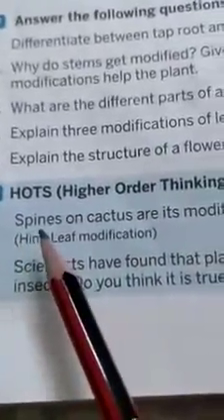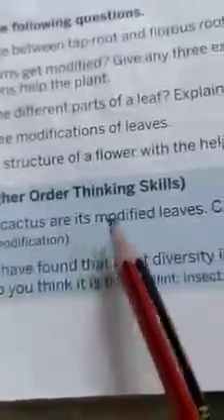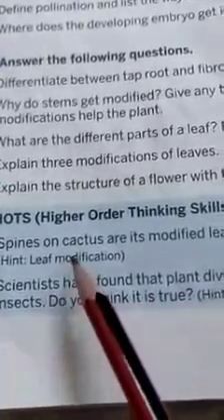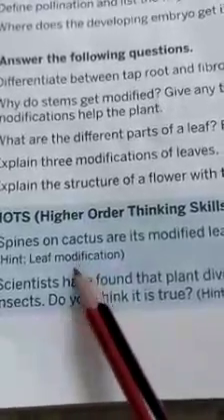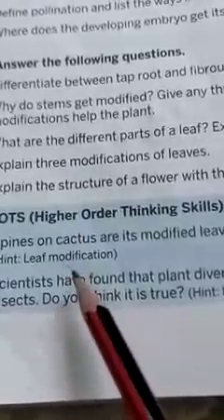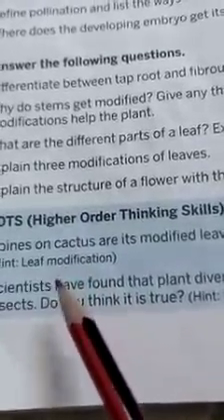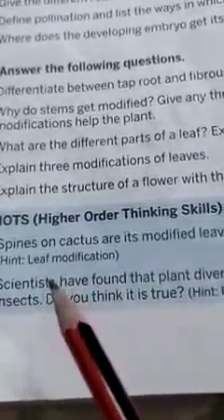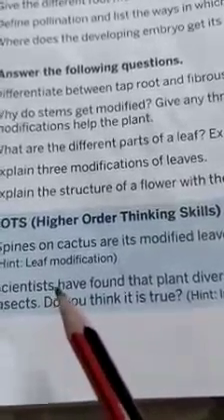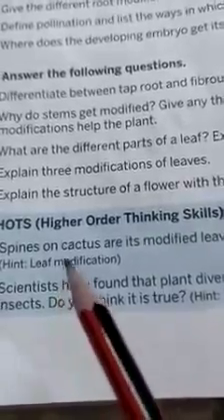Question number one: spines on cactus are its modified leaves. Can you justify this statement? Dear students, leaves of certain plants become wholly or partially modified into a sharp pointed structure known as a spine. These spines can be used for defense purposes or may also be meant to check the rate of transpiration, for example, prickly pears and cactus.